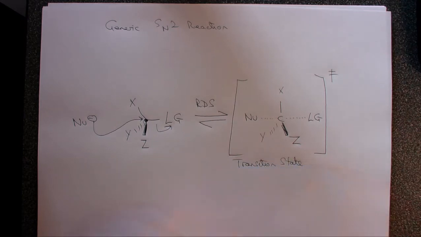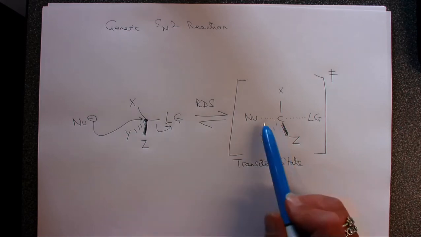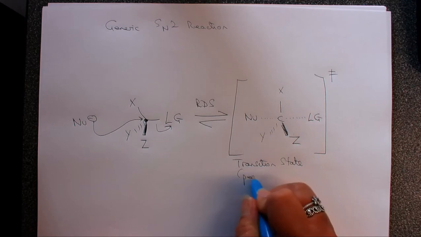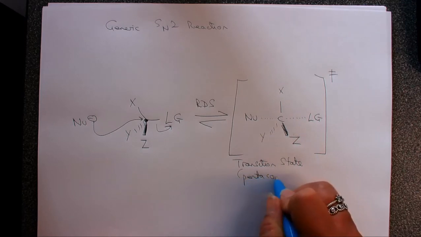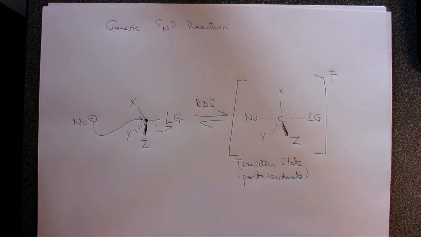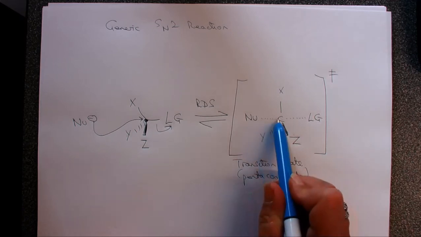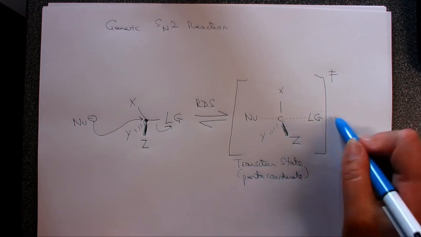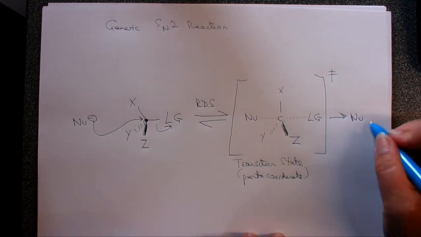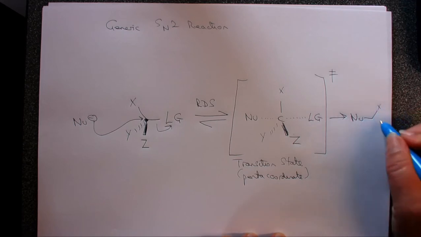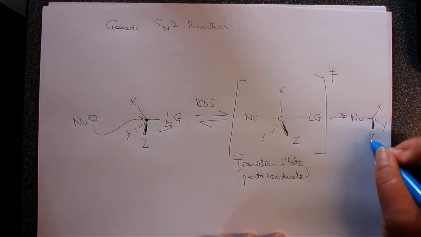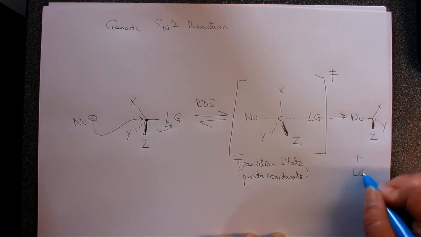We sometimes call it a penta coordinate because pent 5, you've got 1, 2, 3, 4, 5. So some people will be more specific and call it a penta coordinate transition state, but just a transition state is fine. When this bond is completely formed and this one has completely broken, what we'll get is this type of species, so nucleophile with X, Y, Z, plus our leaving group.